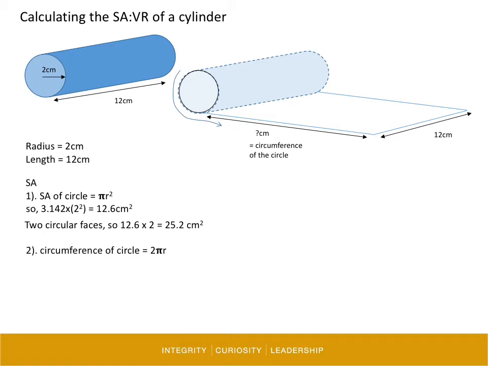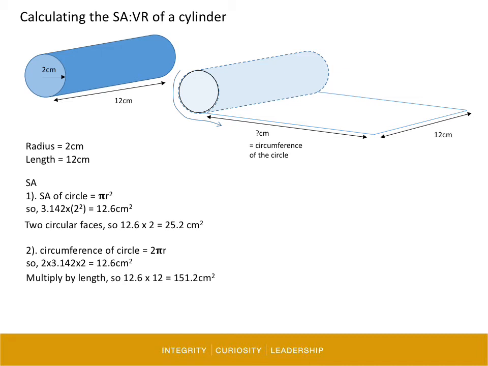Circumference of a circle is 2 pi r. So we can do that with the information we've got. 2 multiplied by pi, 3.142, multiplied by 2, the radius, gives us 12.6 centimeters. Now all we need to do is multiply that by the length to get the surface area, and that is 151.2 centimeters squared in this case.